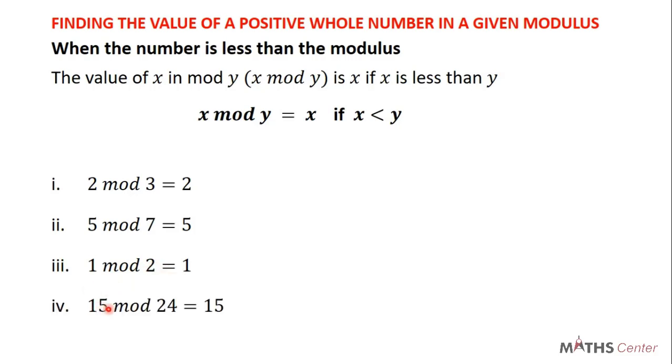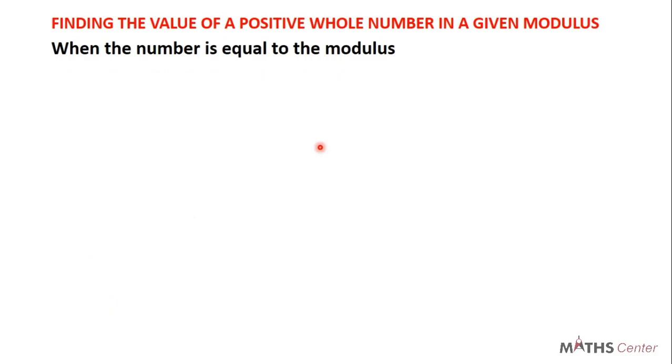Another example is 15 mod 24 is equal to 15. The number 15 is less than the modulus, which is 24. So 15 in mod 24, which is written as 15 mod 24, will give us 15. So if the number x is less than the modulus y, then x mod y is equal to x. Let's consider the second condition. When the number is equal to the modulus.